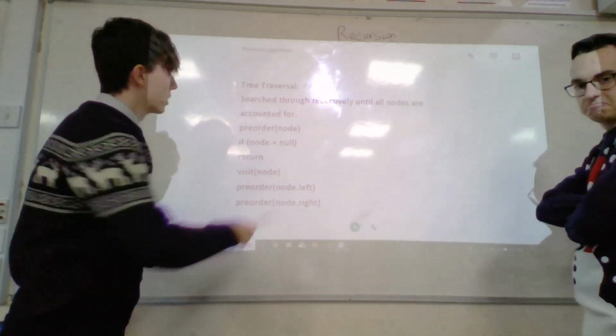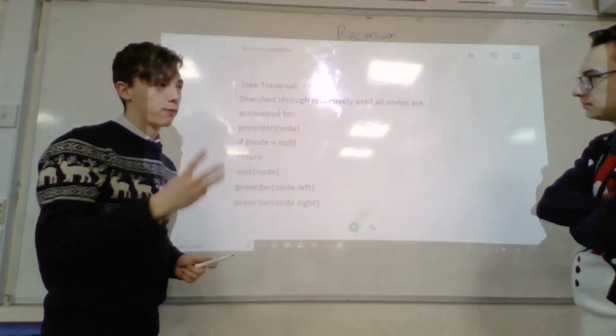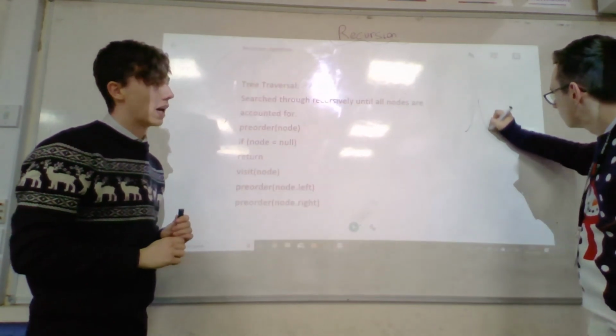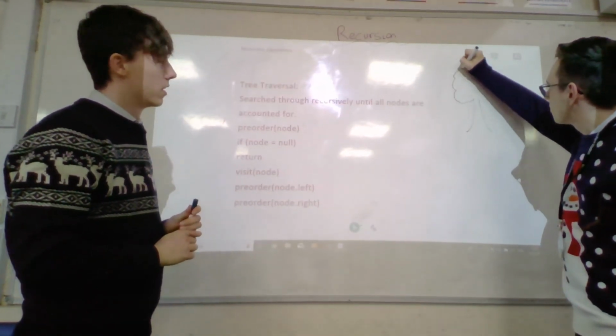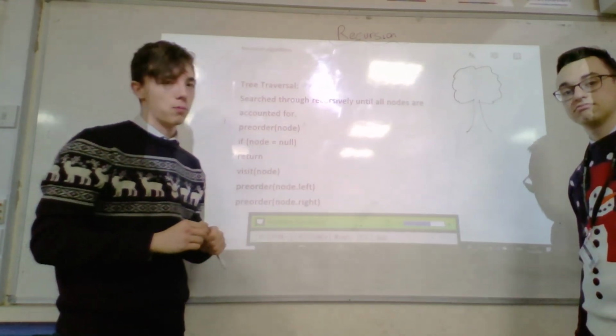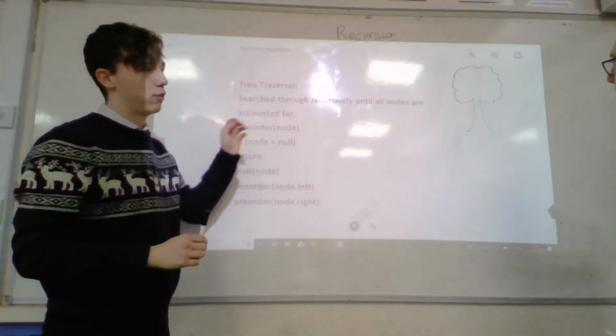Okay, so next topic we have tree traversal. There are three forms of tree traversing. There is pre-order, post-order, and in-order. As you can see illustrated over here as the tree, a tree is made up of the root, which is found at the top, and it then branches off.